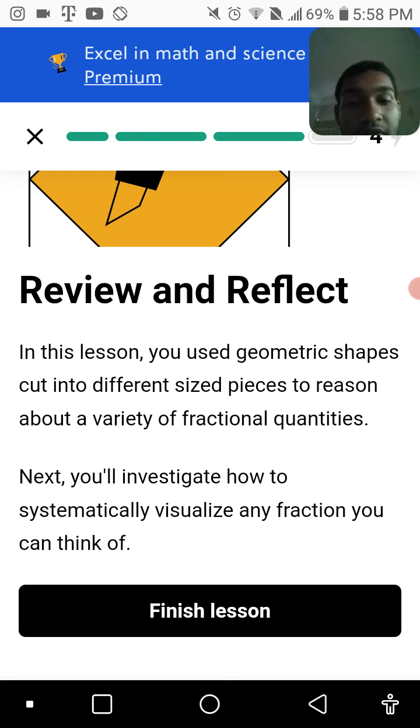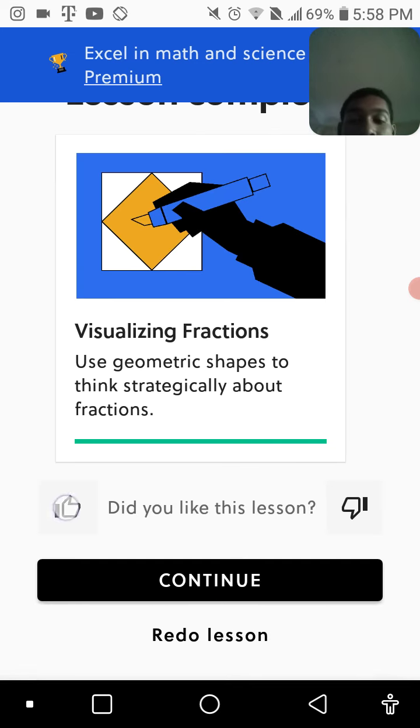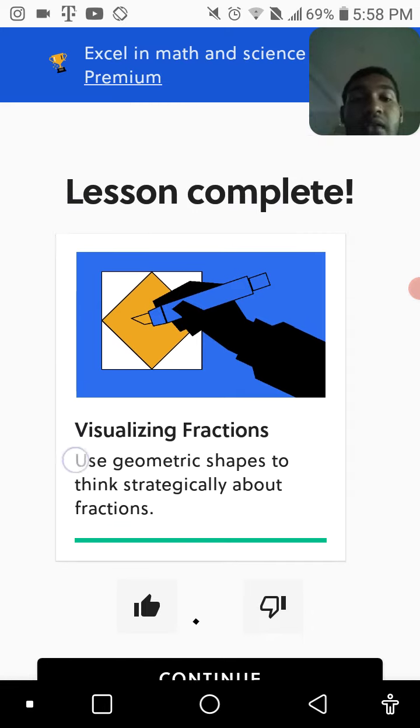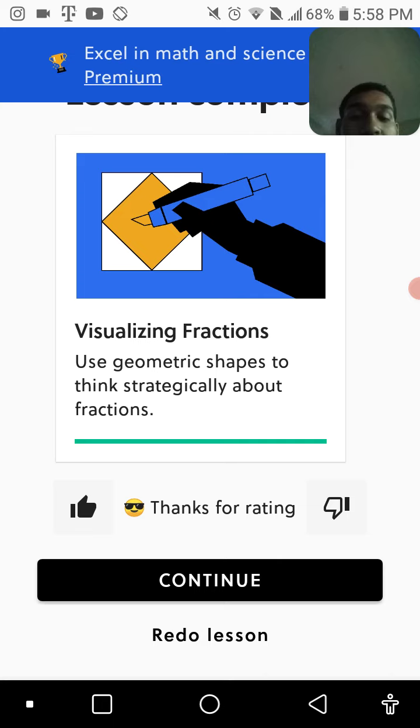In this lesson, you use geometric shapes cut into different sized pieces to reason about a variety of fraction quantities. Next, you will investigate how to systematically visualize any fraction you can think of. Should I complete another lesson regarding fractions? Okay, let's first see what is the next one.